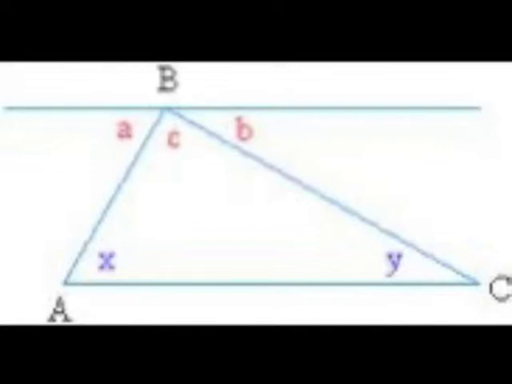Now in the triangle, C, X, and Y should add up to 180 based on the theorem. If you have the parallel lines, angle A and angle X are alternate interior angles, and so they're equal. And angle B and Y are also alternate interior angles, so they're equal. So you can replace X with A and Y with B, and thus X plus Y plus C will add up to 180 degrees. And that's how the triangle sum theorem is proved.